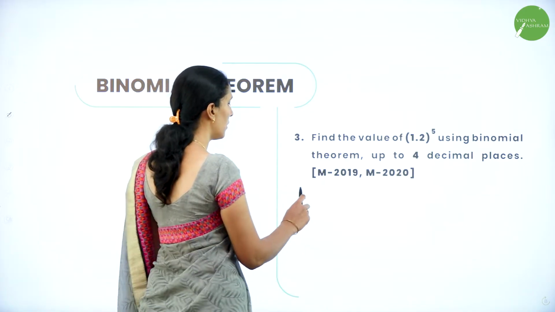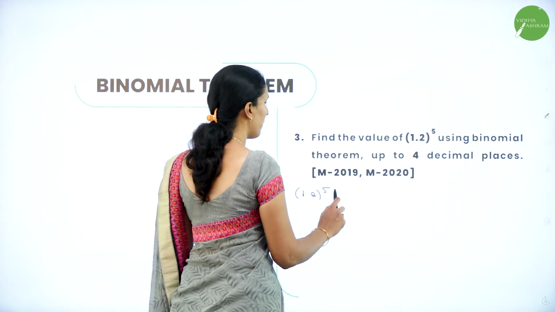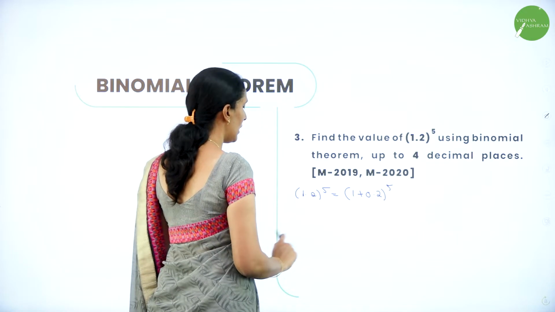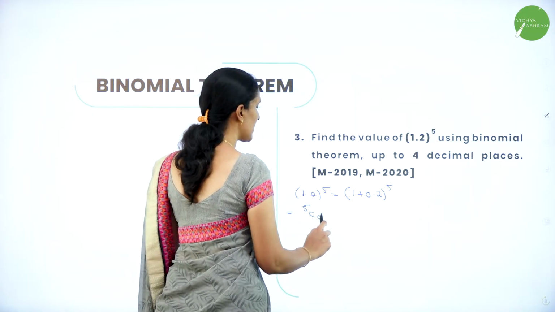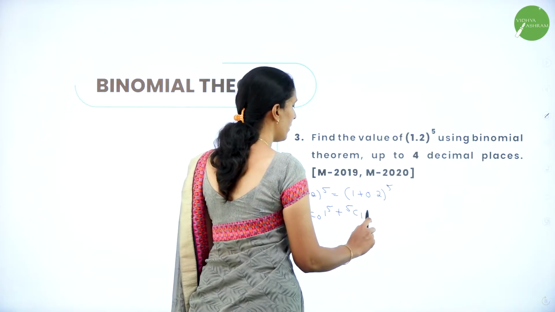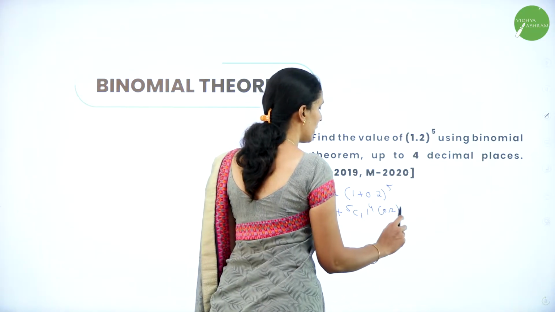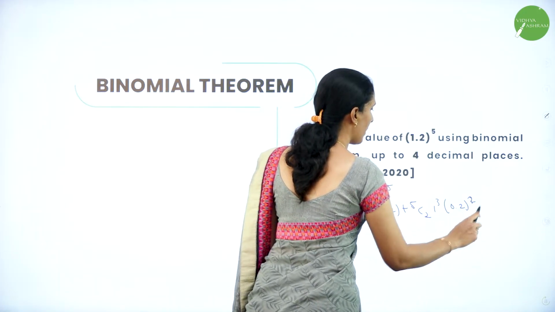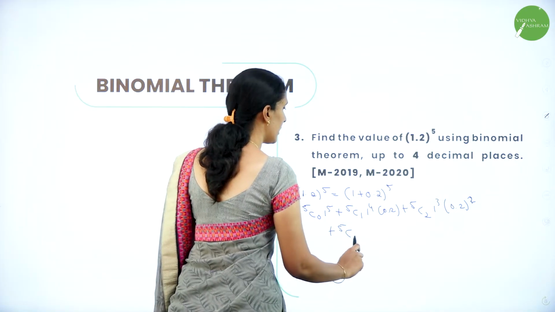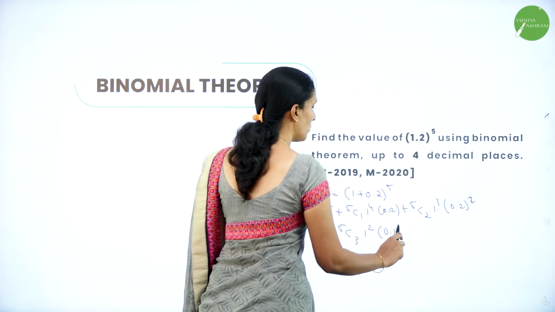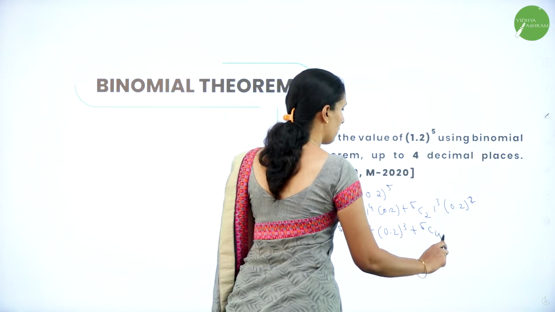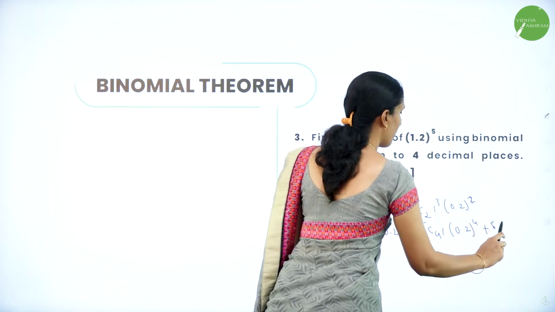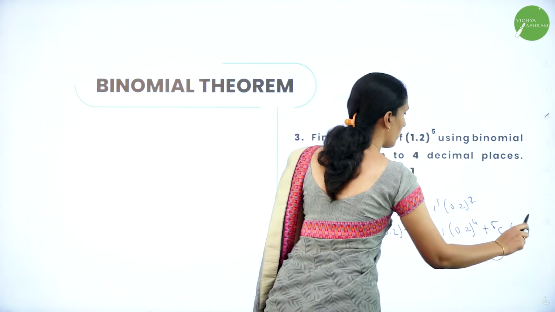Now here, 1.2 whole power 5 can be written as (1 plus 0.2) whole to the power 5. Let us expand this, which becomes 5C0 1 power 5, 5C1 1 power 4 times 0.2. Next we have 5C2 1 cube 0.2 whole square. Next we have 5C3 1 square 0.2 whole cube. 5C4 1 power 1 and here 0.2 whole power 4. Next we have 5C5 0.2 whole power 5.